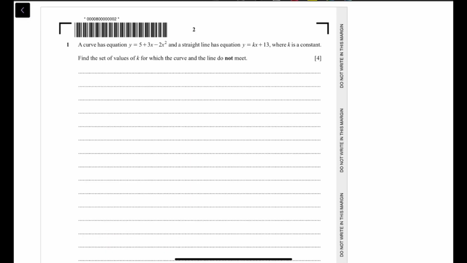Question number 1. A curve has the equation y equals 5 plus 3x minus 2x squared, and a straight line has equation y equals kx plus 13, where k is a constant. Find the set of values of k for which the curve and the line do not meet. So when two lines do not meet, that means b squared minus 4ac is smaller than 0. And it does say that it's a set of values, so it's going to be a range.